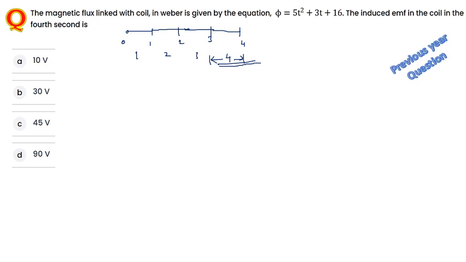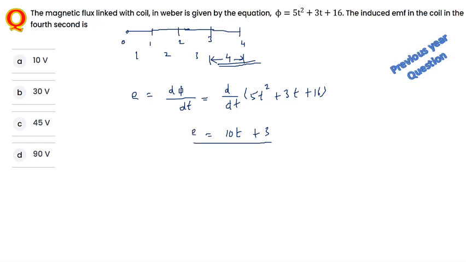First, in this case the induced EMF, that means E is equal to d phi by dt. Now from this one, they have given d by dt of 5t square plus 3t plus 60. Now differentiate it, what you are getting here is 10t plus 3. This is about the induced EMF, this is about the equation. So on the fourth second, that's what they are asking here.